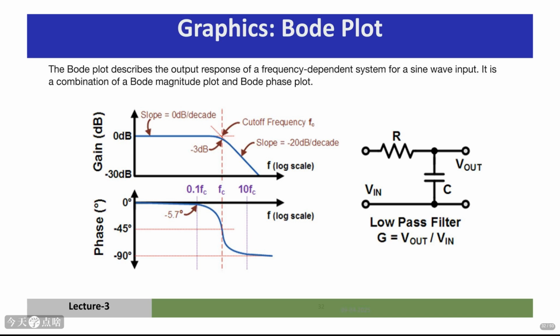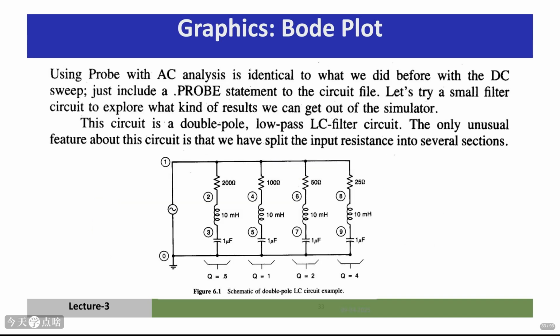The RC low-pass filter example on the right shows how the gain drops off and the phase shifts as frequency increases. Let's apply this to a real filter circuit. This is a double-pole, low-pass LC filter. We've split the input resistance into sections, each forming a parallel resonant circuit with an inductor and capacitor. The goal is to see how the filter shapes the frequency response. We'll use AC analysis to find the magnitude and phase response. The circuit diagram shows the components and the different Q values for each section. The values are chosen for an audio frequency range.